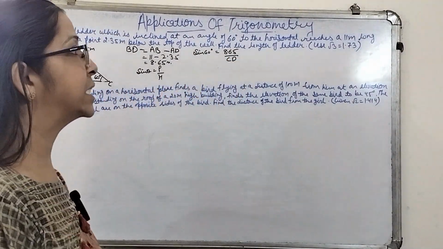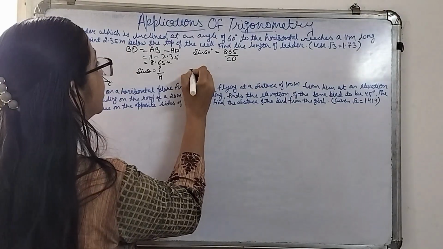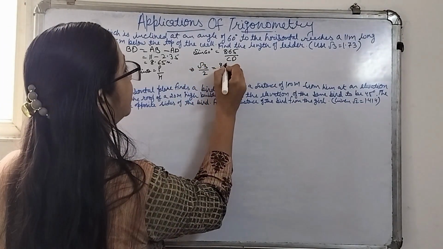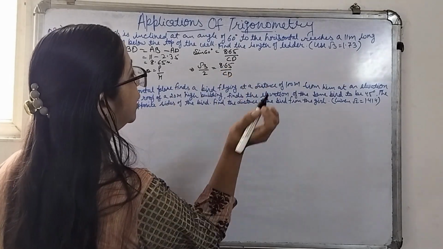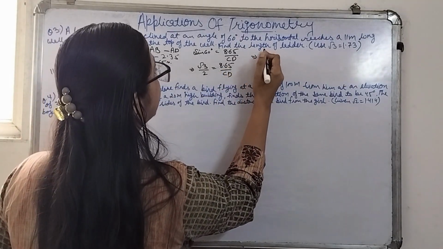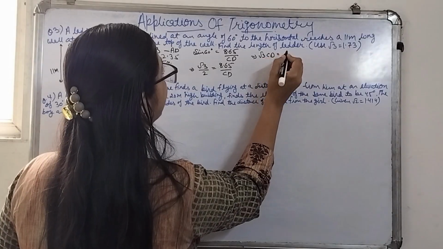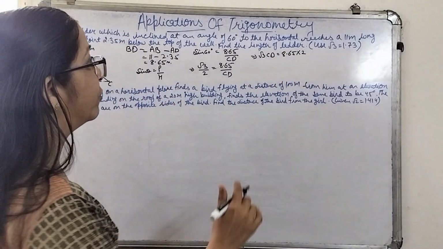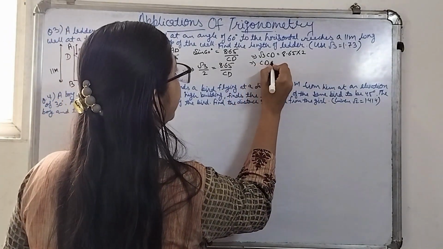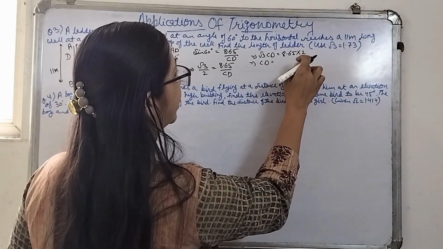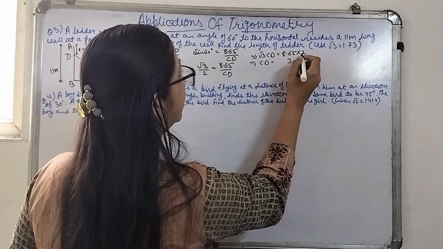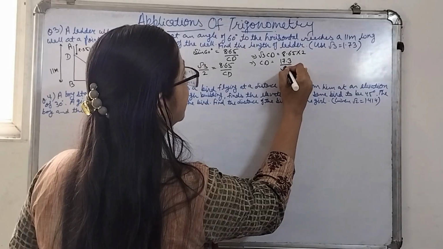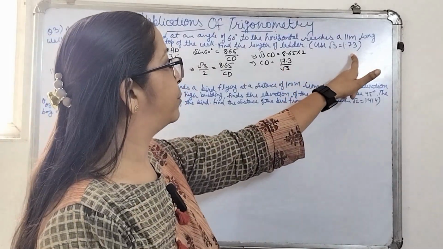Now we know that sine 60 degrees is root 3 by 2. Value of sine 60 degrees is root 3 by 2. It is equal to 8.65 over CD. Now if we cross multiply, root 3 times CD is equal to 8.65 multiplied by 2. Or we can say CD will be, if we multiply these two, 17.3. And it is divided by root 3, that could be written as 1.73.